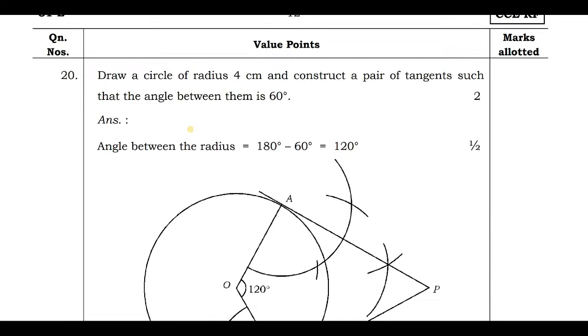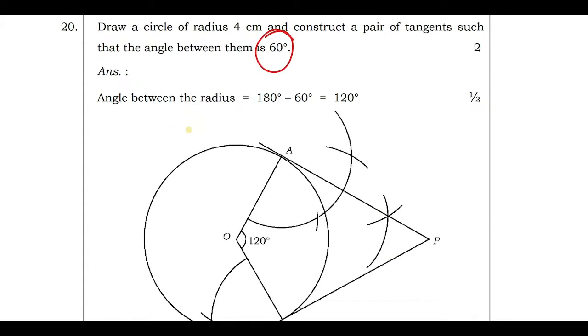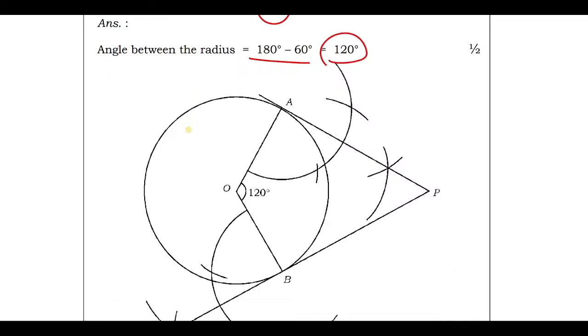Next question, draw a circle of radius 4 centimeter. Construct a pair of tangents such that the angle between them is 60 degree. Now the angle between the tangents is 60 degree, so the angle between the radii will be 120, that is 180 minus 60 equals 120 degree. Draw a circle of radius 4 centimeter. Then the angle between the radii is 120 degree.